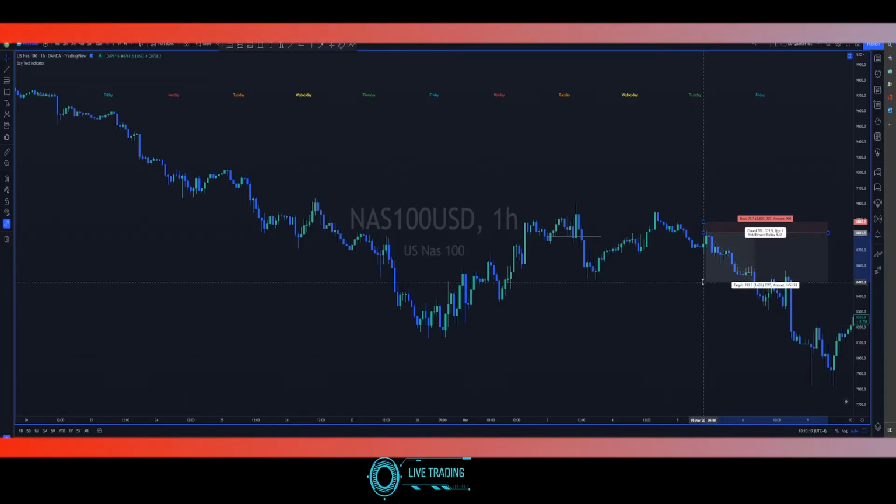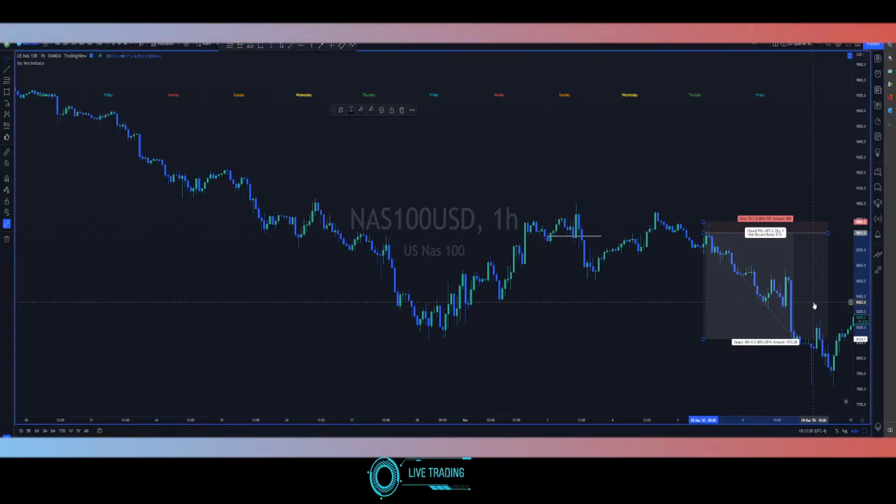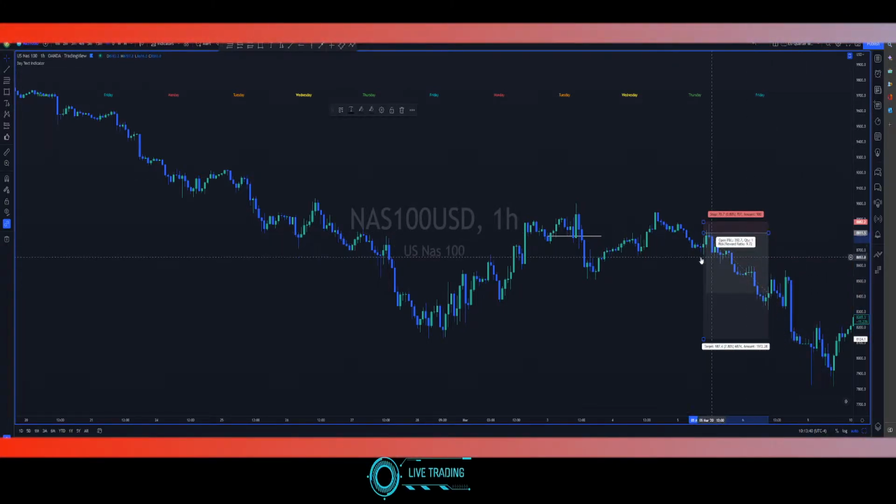Targeting the equal lows. We're just targeting the overall equal lows here. 687 points. So that's a 1 to 9 risk reward. Overall, probably 1 to 5 because I'm taking off some here and then letting the rest run to these equal lows here.